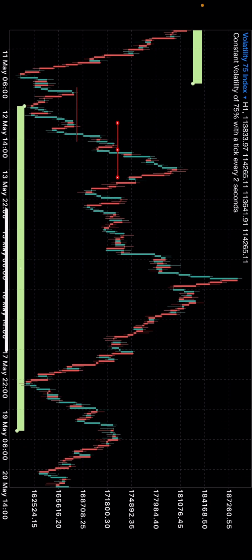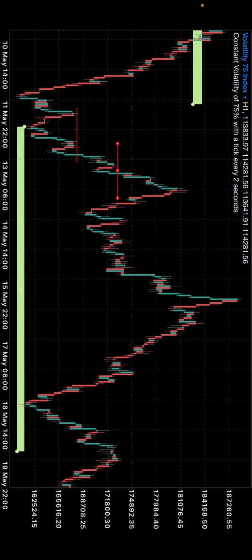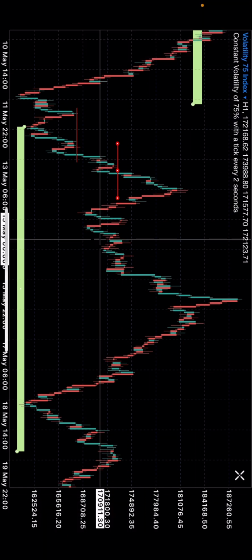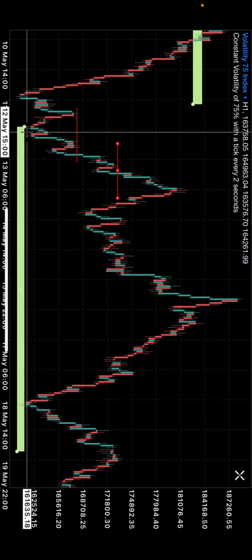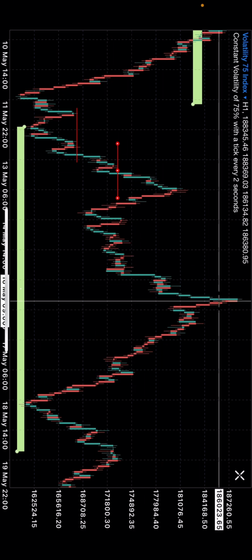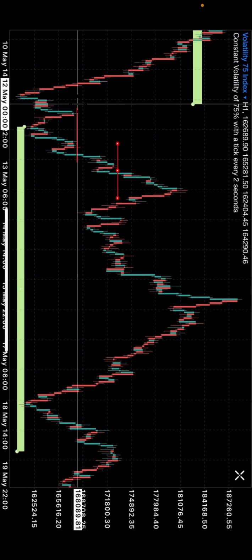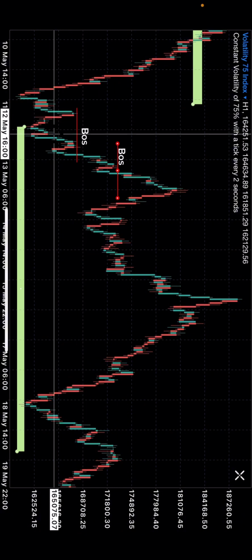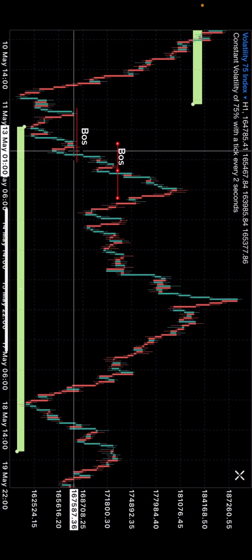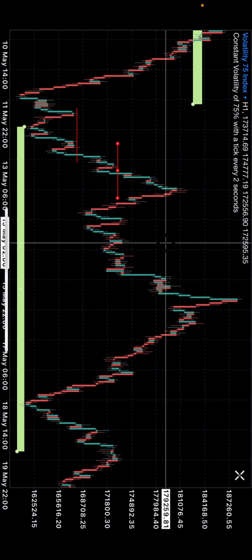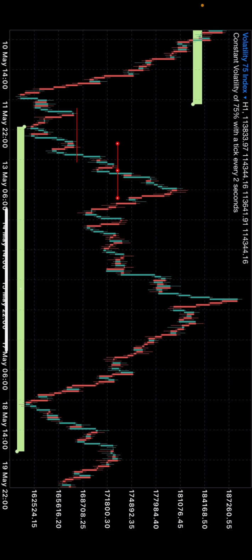Look at this beautiful one here again. You could see the impulsive movement to the upside. Look at this candle here. You could see this impulsive movement to the upside forming a series of breaks of structure. This is a break of structure. It's so tall, let me minimize it.